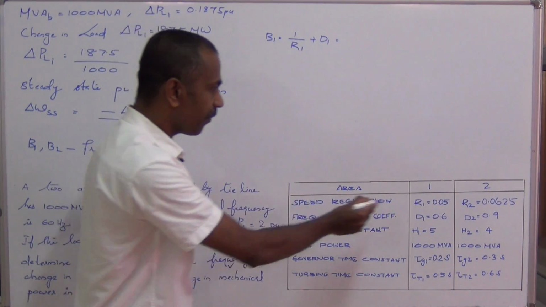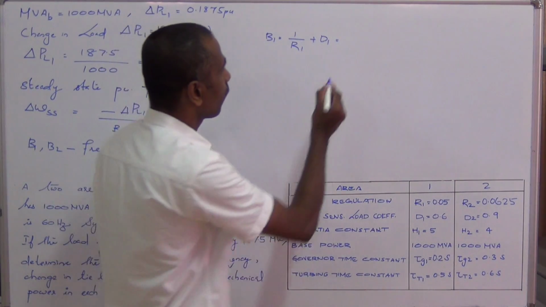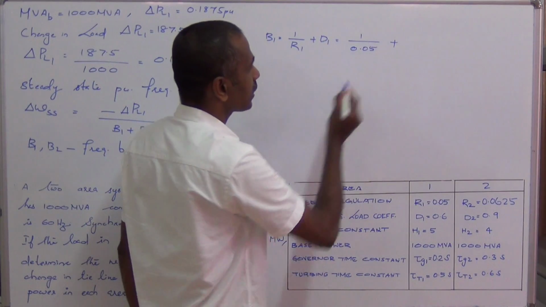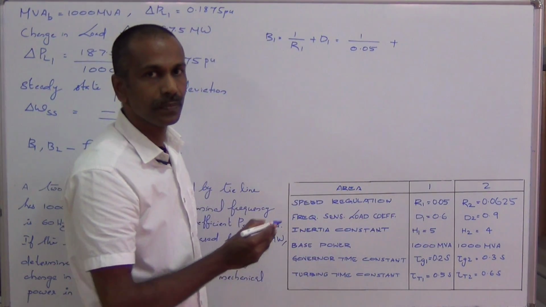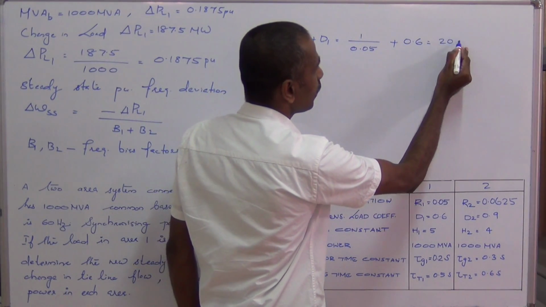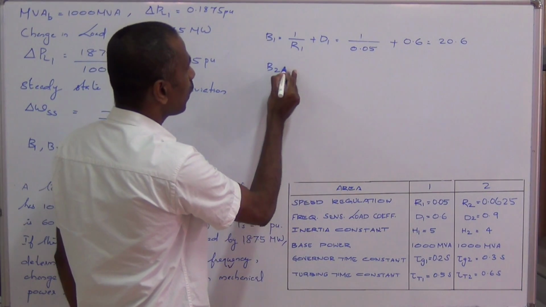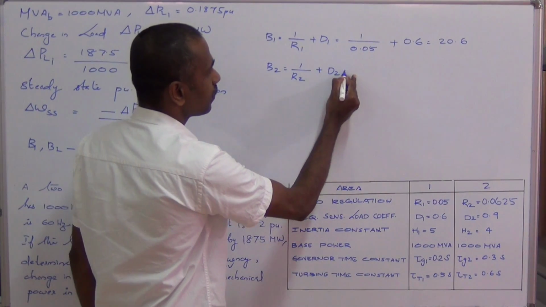What is R1 in the first area? It is 0.05, the speed regulation. So it is 1 by 0.05 plus D1 equals 0.6. So this is equal to 20.6.